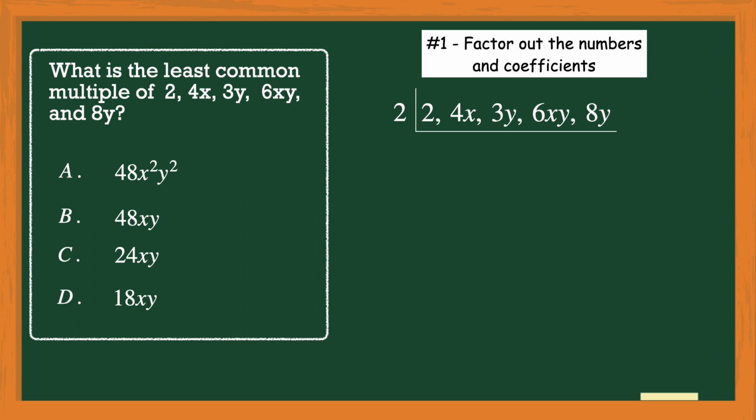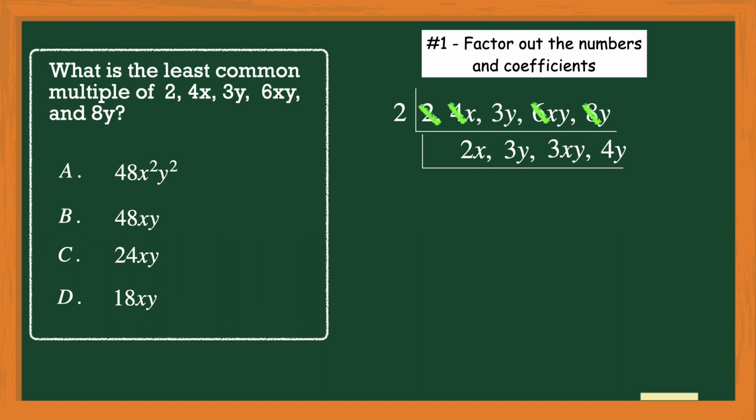The next step is to divide each of the values in the ladder by this factor of 2. Starting with this first 2 inside the ladder, 2 divided by 2 is 1, so they cancel each other out. Moving on to 4x, 4 divided by 2 is 2, and I'll bring down the x. 2 does not divide evenly into 3y, so I just bring the 3y down. Next, we have 6xy, and 2 divides into 6 3 times, and I'll bring down the xy. And then 2 divides into 8y 4 times, and I'll bring down the y.